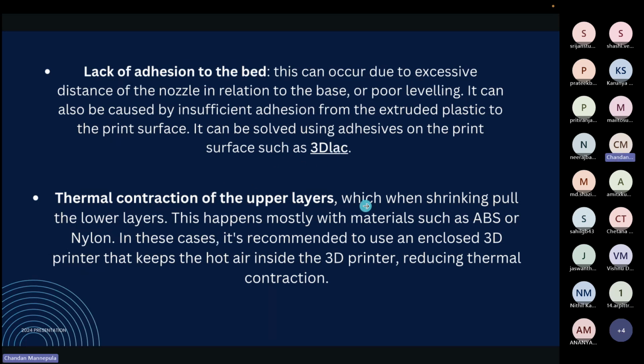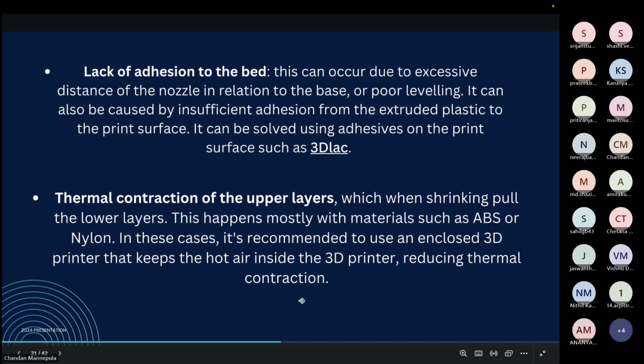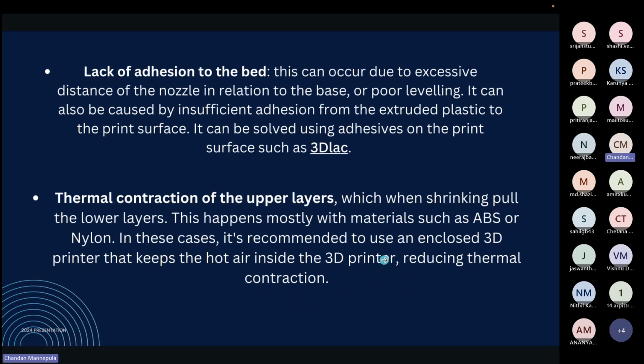Thermal contraction of upper layers: when shrinking, they pull the lower layers. This happens mostly with materials such as ABS or nylon. In these cases, it's recommended to use an enclosed 3D printer that keeps the hot air inside, reducing the thermal contraction. When it is exposed to the atmosphere, the top layers tend to cool down by themselves, while the bottom layer is hot, no? Which leads to heat transfer and that leads to bending in the bottommost layer.